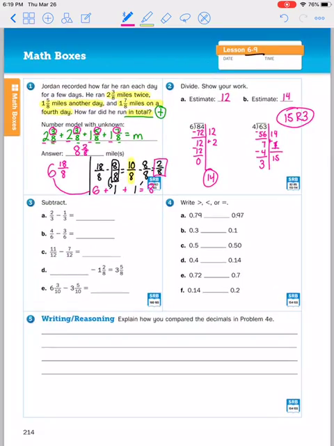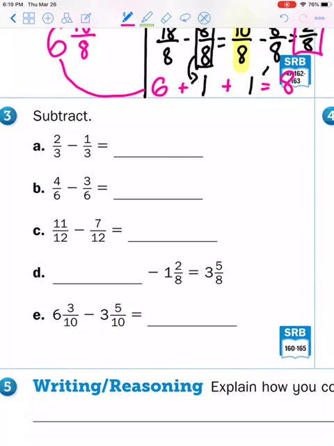All right, let's look at number 3. We are subtracting fractions. So far, all of these denominators are the same, so you're just going to subtract across. 2/3 minus 1/3 equals 1/3, because 2 minus 1 is 1, and the denominator stays the same. 4/6 minus 3/6 is 1/6. 11/12 minus 7/12 is 4/12. And if you want to simplify that fraction, you can do 1/3.